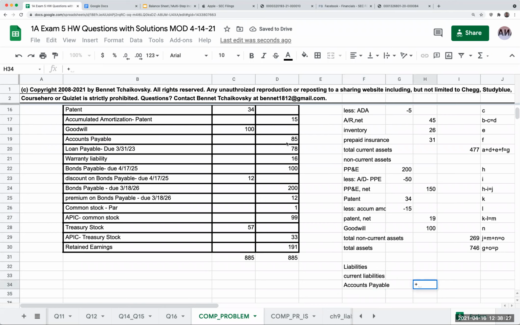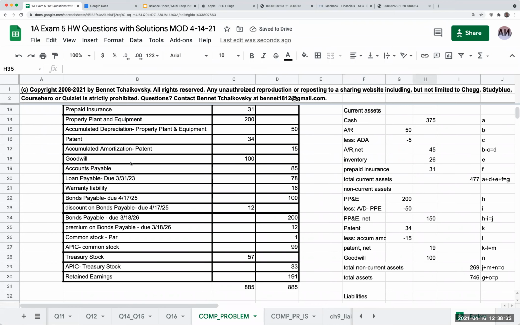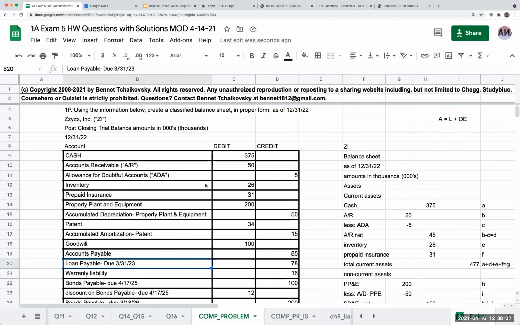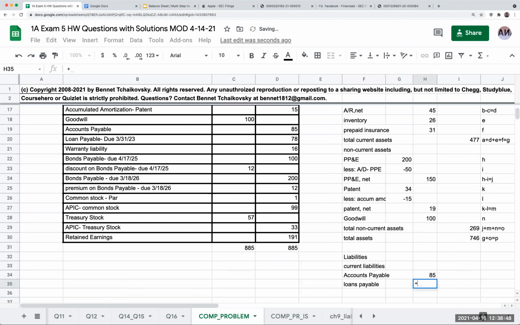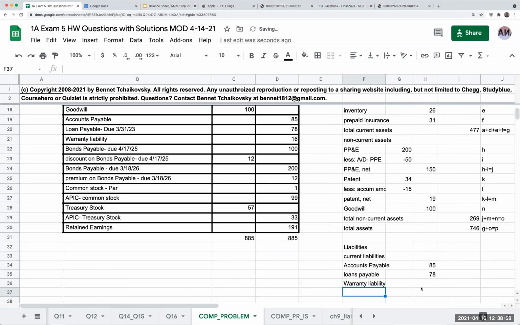Okay, so my first current liability is going to be accounts payable. This amount here is going to be 85. Now, when I look at loan payable, due 3/31/23, is this current or non-current? Well, if I have to pay it within a year of the balance sheet date, it's going to be a current liability. So loan payable will be a current liability because of the due date.